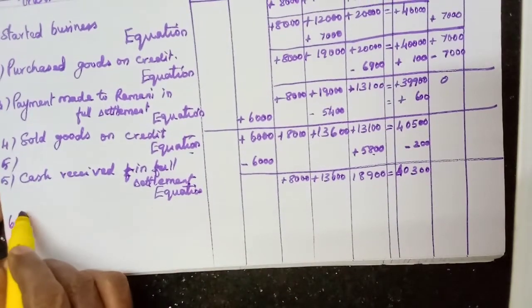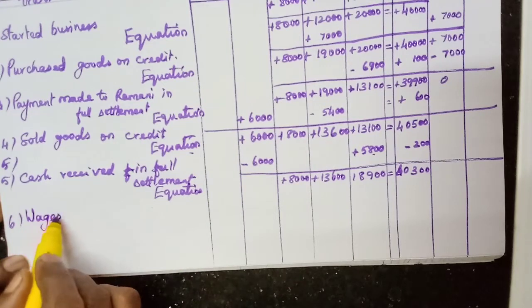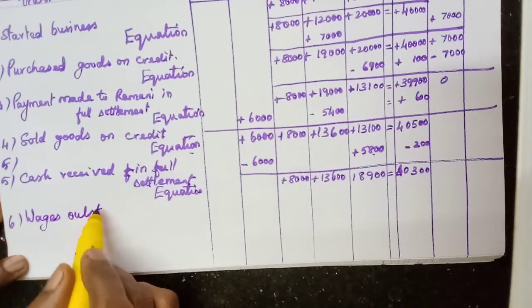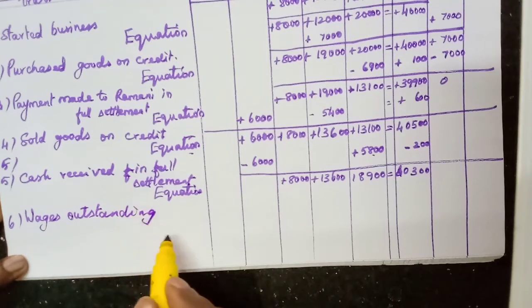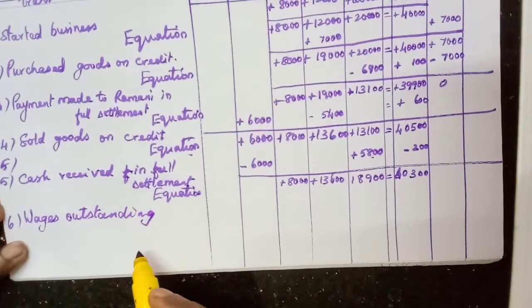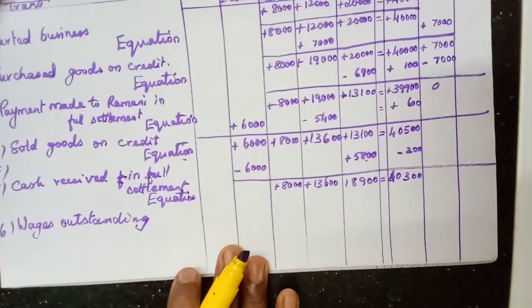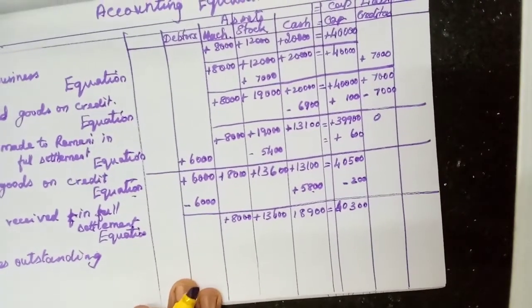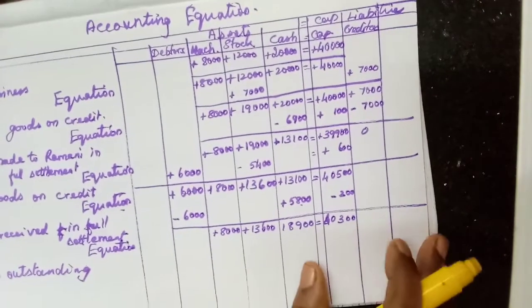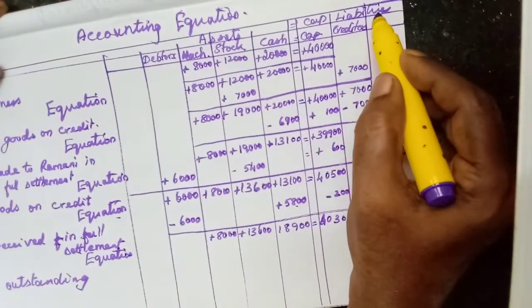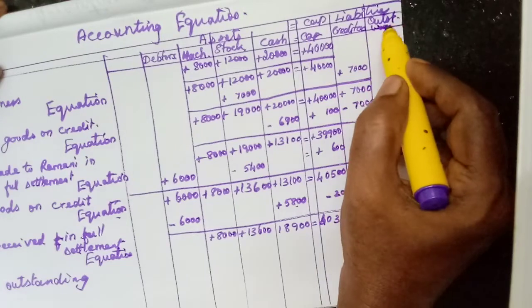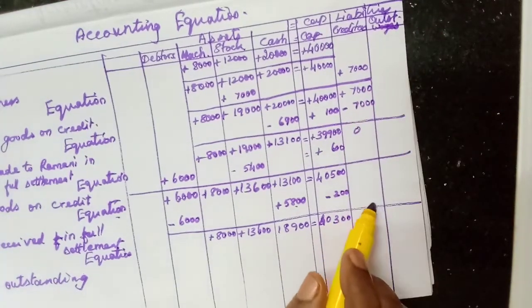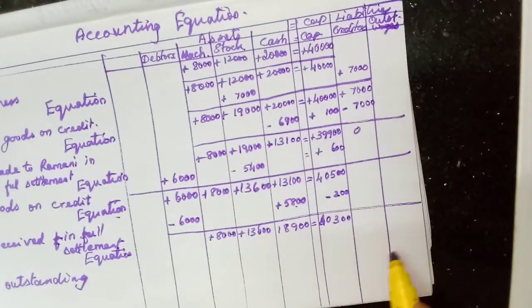Wages outstanding. I told you wages outstanding is a liability, isn't it? So we have to write that in the liability side. Outstanding wages, or outstanding expenses in common, you can write. Here there is only one item, so we are writing outstanding wages.